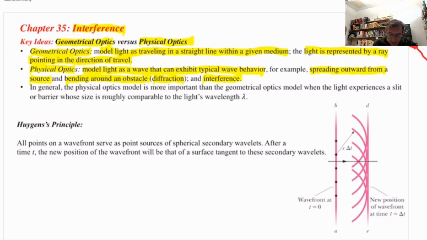Now, in general, the physical optics model of light is more important, and the one that you pretty much need to use compared to geometrical optics, when the light that you're studying is experiencing some kind of a slit, an opening, or a barrier, the size of which is roughly equal to the wavelength of the light. Now, visible light's wavelength is pretty small. A few hundred, 400 to 700 nanometers, right? Nano, 10 to the minus 9. So for physical optics, you tend to need some kind of a slit or barrier that's of the order of a micrometer. Once you get into hundreds of nanometers, you're getting close to a micrometer, which is a millionth of a meter, which is pretty small. So you have to specifically be looking at rather small obstacles for the light to encounter. But that is what we're going to be talking about in this chapter.